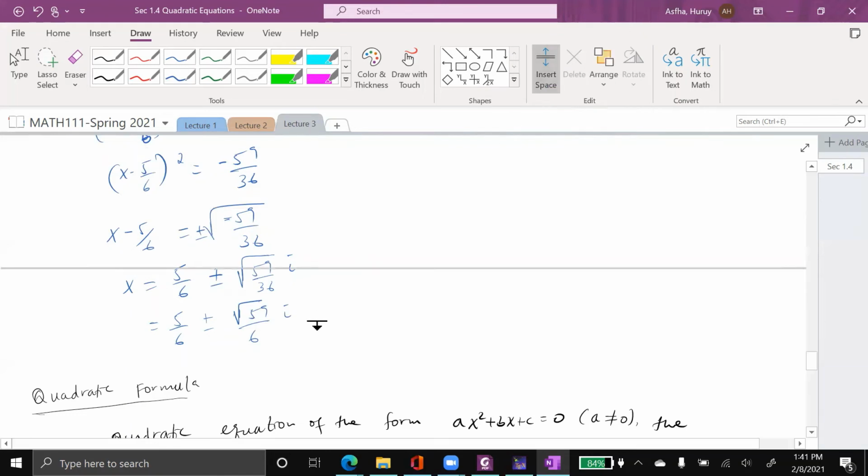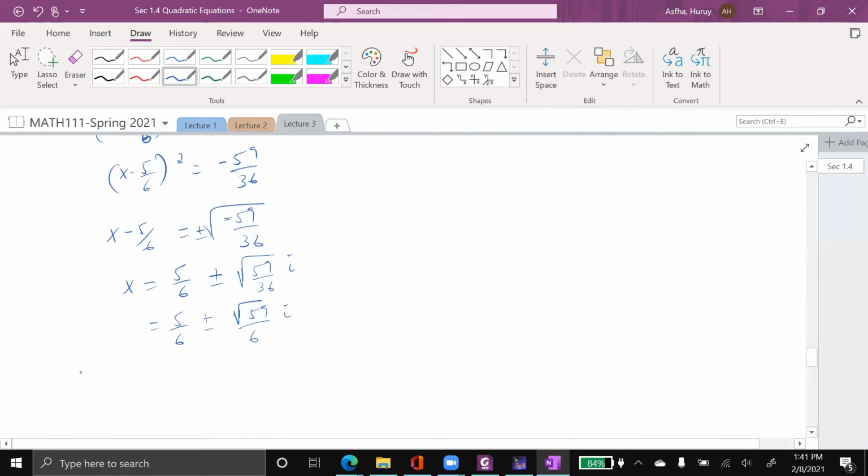Therefore, the solution to this one becomes 5 over 6 plus or minus square root of 59 over 6 i. Okay.